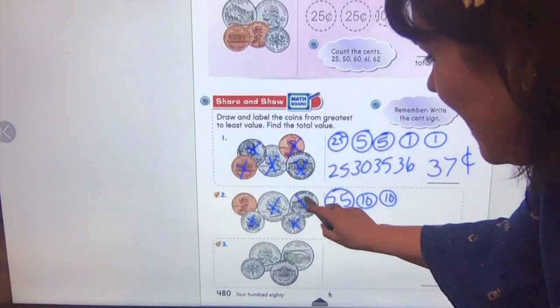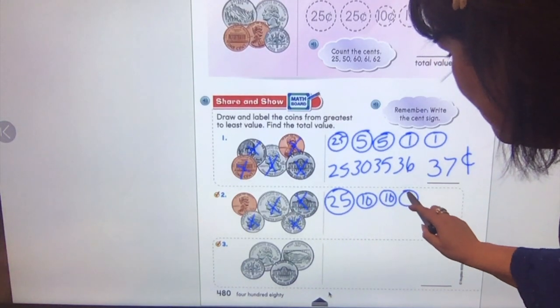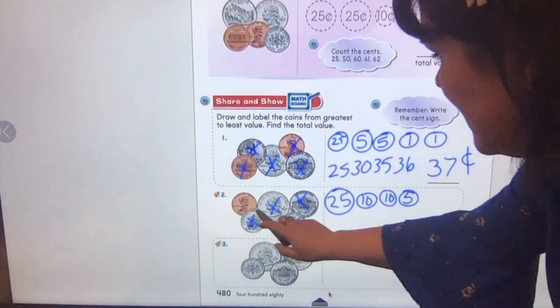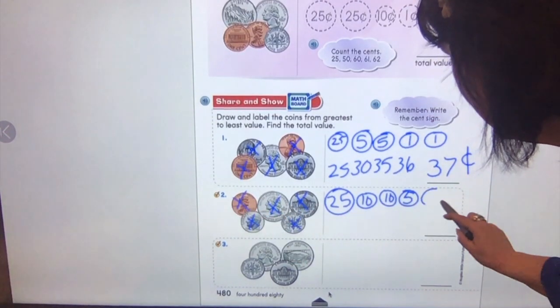And then I even have a nickel. Ooh, we get all of them this time. I'm going to put my 5 cents. And we have a penny. So we get to put our 1.